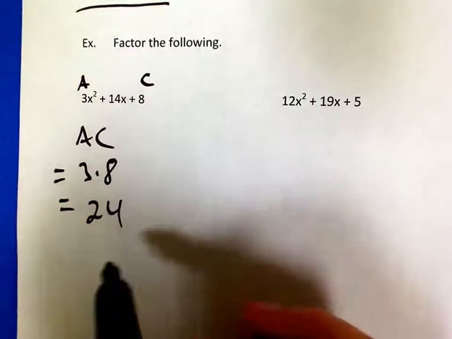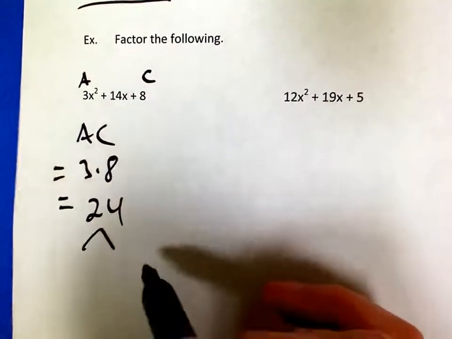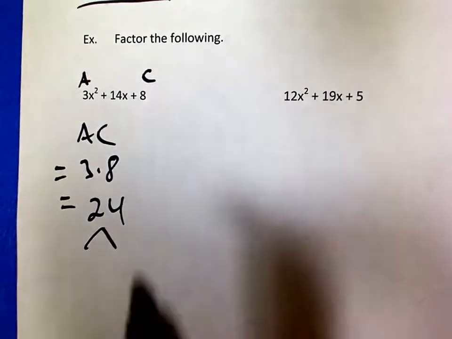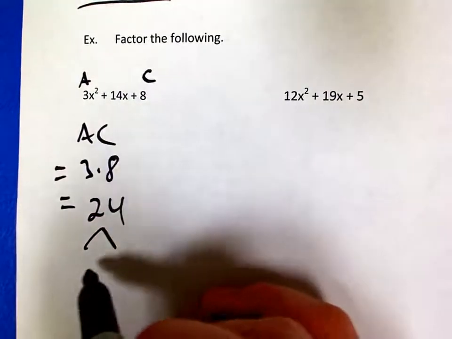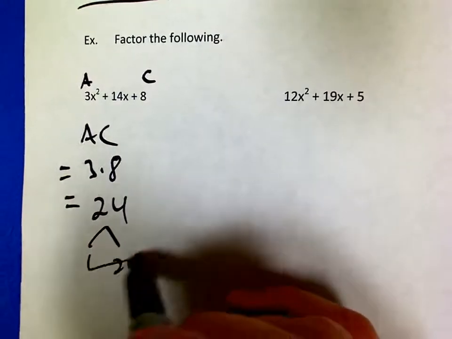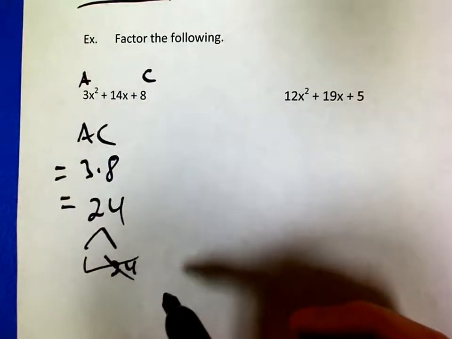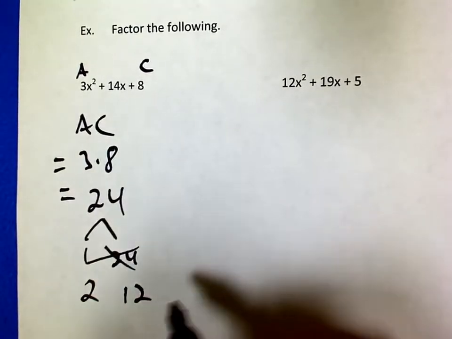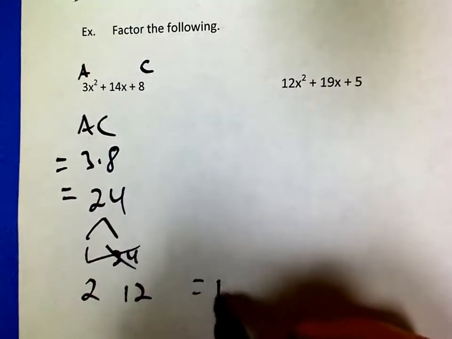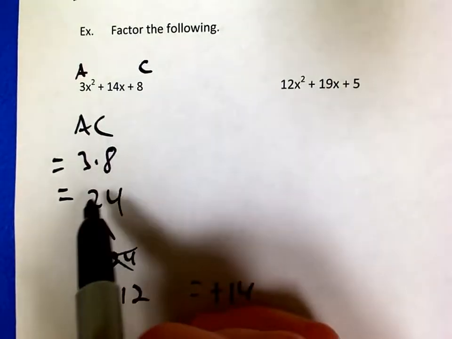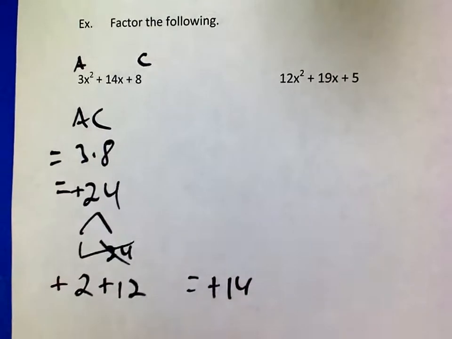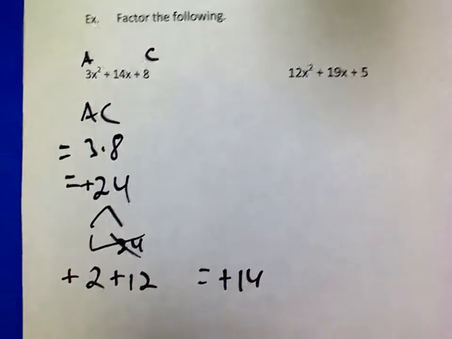Now what we want to do is break down 24 and find what times what is 24 that equals plus 14, because we need to equal the 14 in the middle. So we could try 1 and 24, which doesn't work because that gives us 25. We can try 2 and 12. Stop right there for a second. Since we're trying to get a plus 14 and 24 is also positive, that means that the 2 and the 12 both have to be positive. And that's what we're going to use.